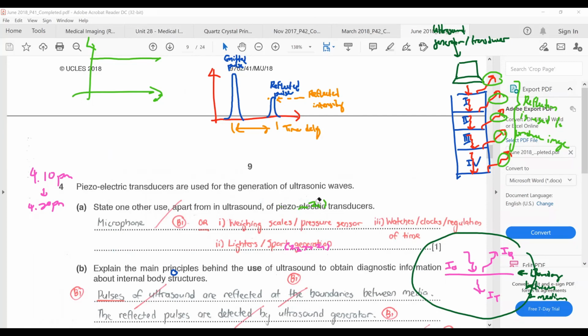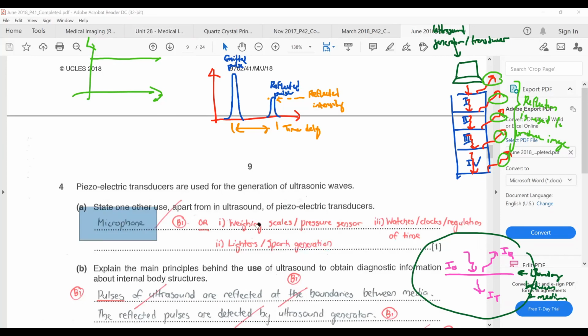This one I think is very simple. There's nothing here to really talk about. They tell you piezoelectric transducers are used for generation of ultrasonic waves. State another use apart from ultrasound for piezoelectric transducers. You can say it's used in a microphone.